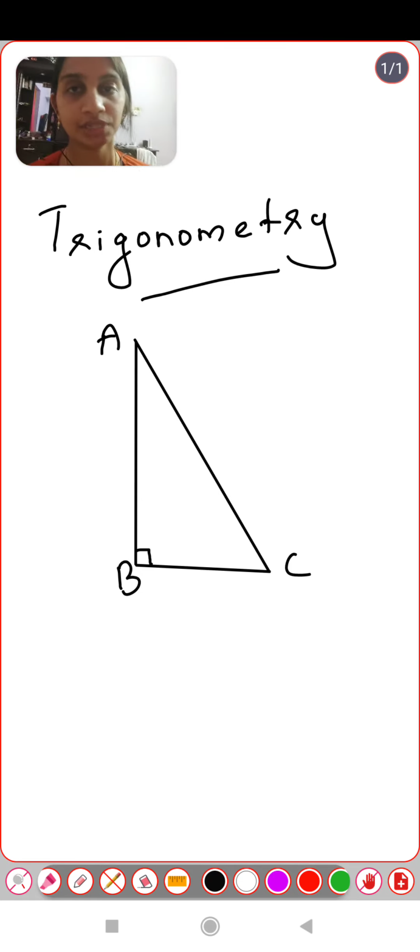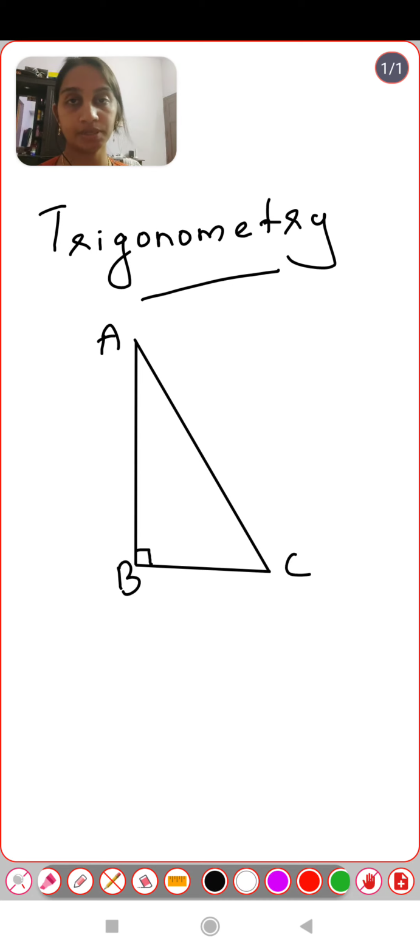My name is Revati. Today we are going to discuss a new topic in mathematics, which is trigonometry. Trigonometry is a combination of two words, trigon and metron, in which trigon means triangle and metron means its measures. So it is clear that trigonometry means the relations between the triangle and its measure, right?